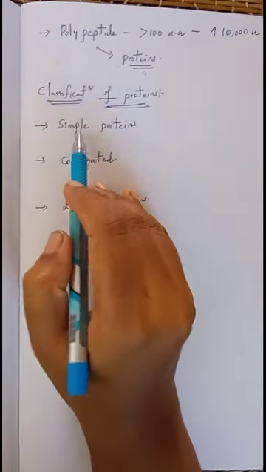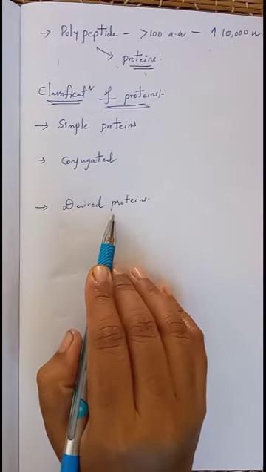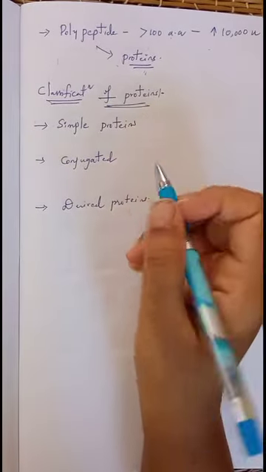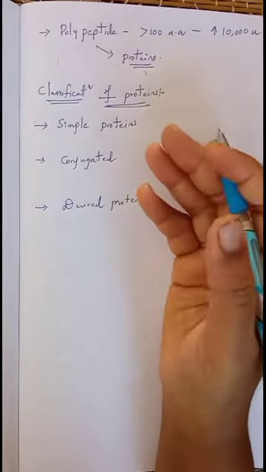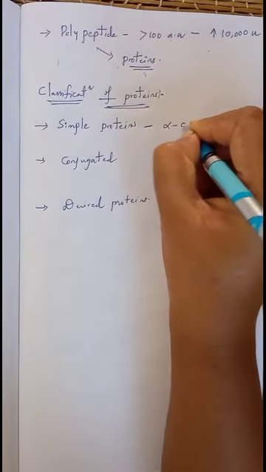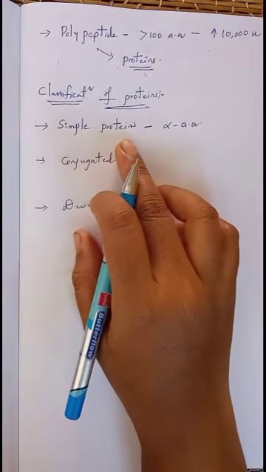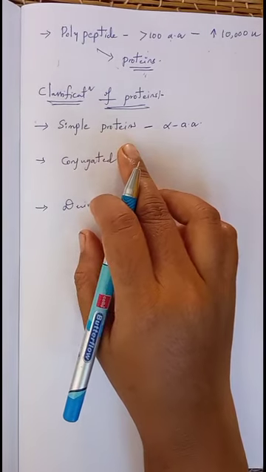So the first type of protein is said to be simple proteins, next conjugated proteins, next derived proteins. Simple proteins can yield alpha amino acids on hydrolysis. On hydrolysis they yield only alpha amino acids, no other byproduct is formed. So such types of proteins are called simple proteins.